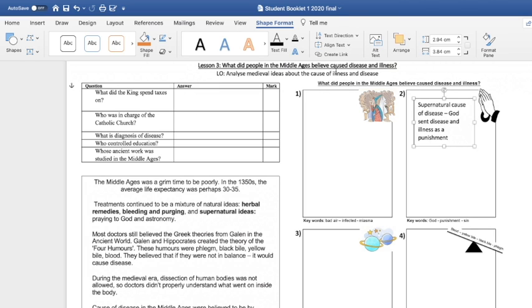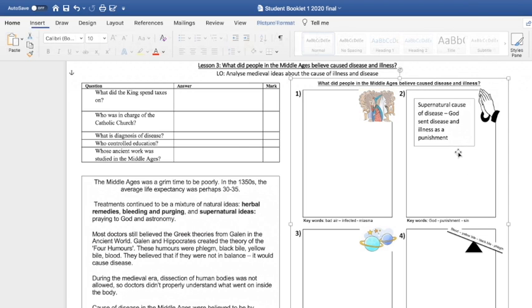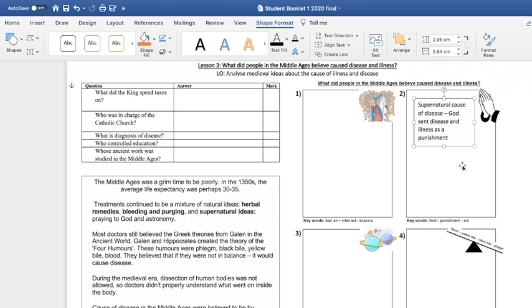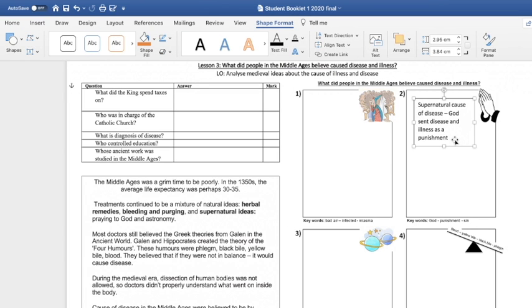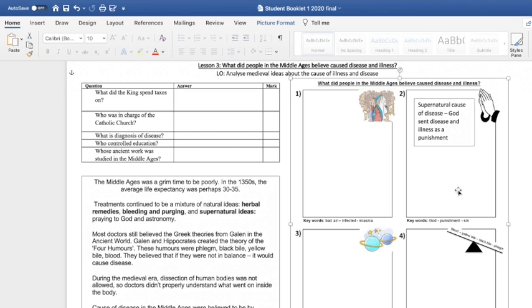Since we're only talking about the causes, we're just talking about what people believed caused disease. Obviously in the next few lessons we'll think about how people decided to counteract that, since generally most people in the Middle Ages, being a heavy Christian society, believed that God sent disease and illness.